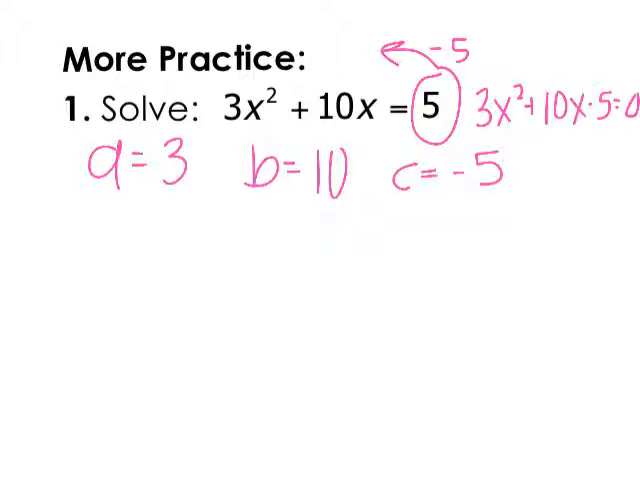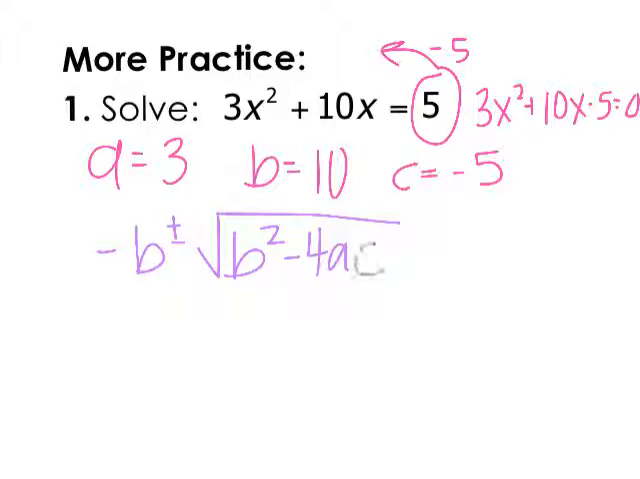All right, so negative b plus or minus the square root of b squared minus 4ac all over what? 2a. Do you remember this without looking? Oh, yeah.